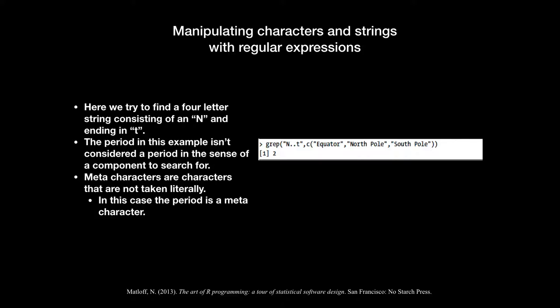Moving forward, we see that here we try to find a 4-letter string consisting of an N and ending in T. The period in this example isn't considered a period in the sense of a component to search for. This is actually an example of metacharacters. Metacharacters are characters that are not taken literally. In this case, the period is a metacharacter. So R is not going to hold this as a value to search for. It's actually a tool used for searching for multiple values within a substring.